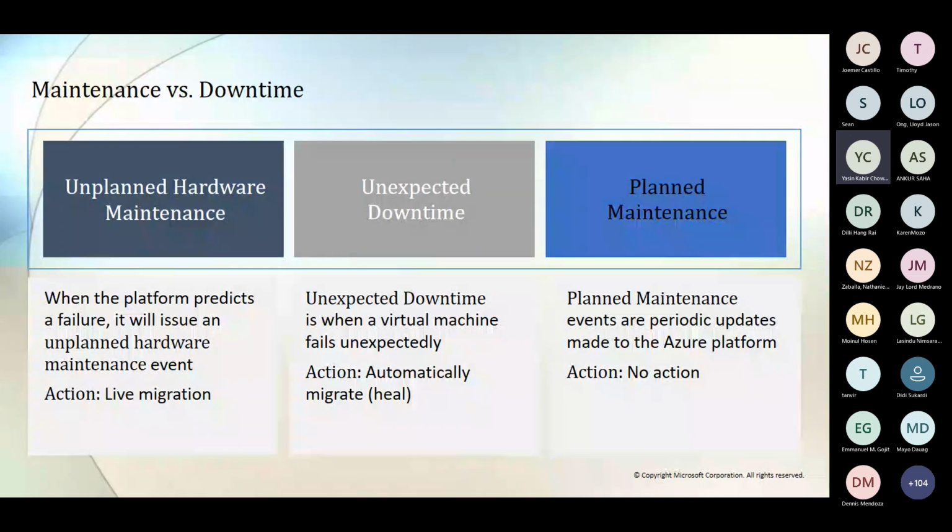Unexpected downtime. Unexpected downtime can happen unexpectedly in your virtual machine. A disk corruption, network corruption, network failure, or anything can happen, and it will automatically heal. Think about this: it will automatically migrate it to another virtual machine.